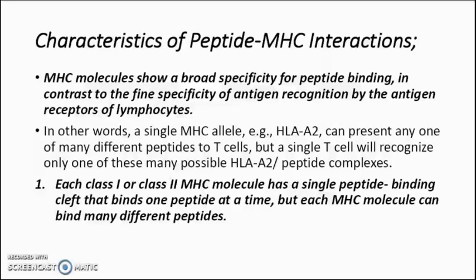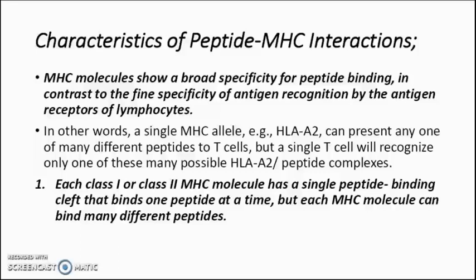Characteristics of peptide MHC interactions. MHC molecules show a broad specificity for peptide binding, in contrast to the fine specificity of antigen recognition by the antigen receptors of lymphocytes. In other words, a single MHC allele, for example HLA-A2, can present any one of many different peptides to T cells, but a single T cell will recognize only one of these many possible HLA-A2 peptide complexes.